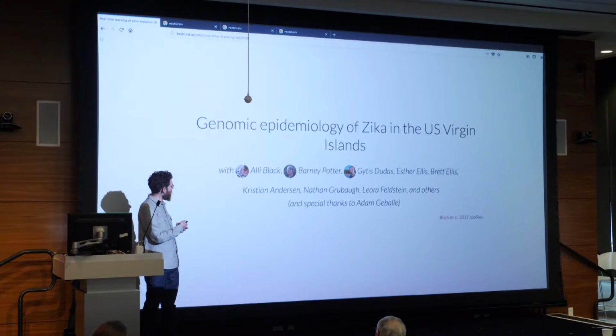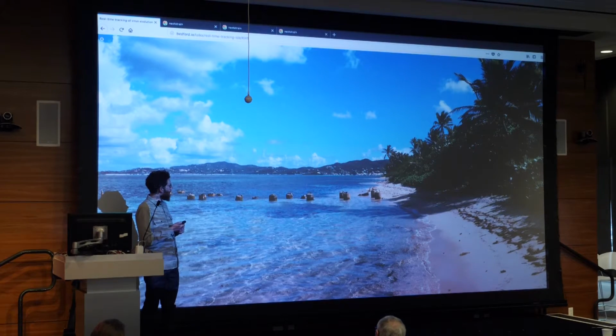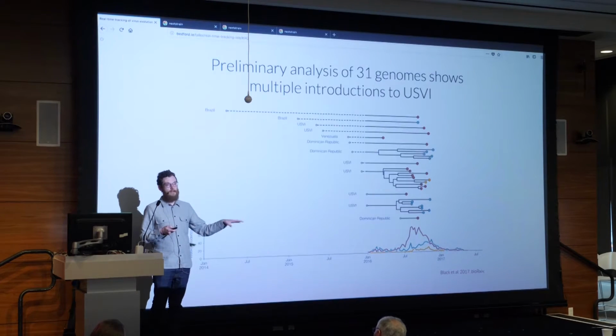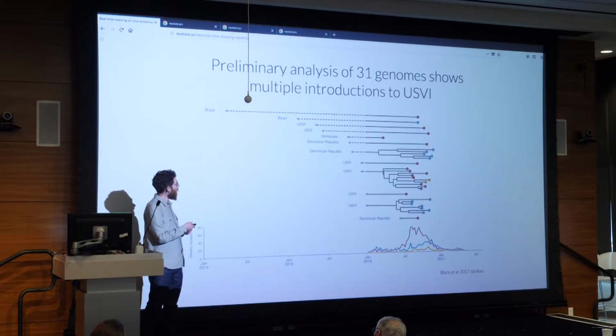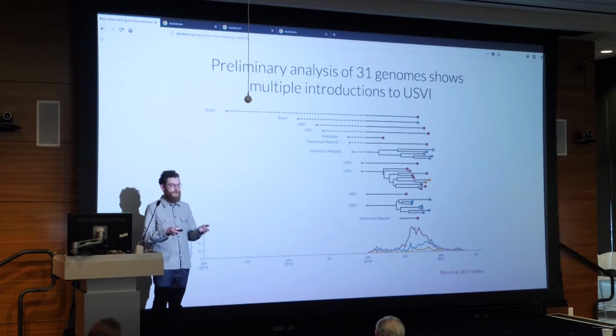This is led by graduate student Ali Black in the lab, where we've jumped on board the MinION bandwagon. Ali went down to the USVI a year and 3 months ago, collected virus, and did some sequencing on island and some sequencing at the Fred Hutch. We now have 31 genomes from the USVI, and have identified a large number of introductions that then went on to circulate in the US Virgin Islands.